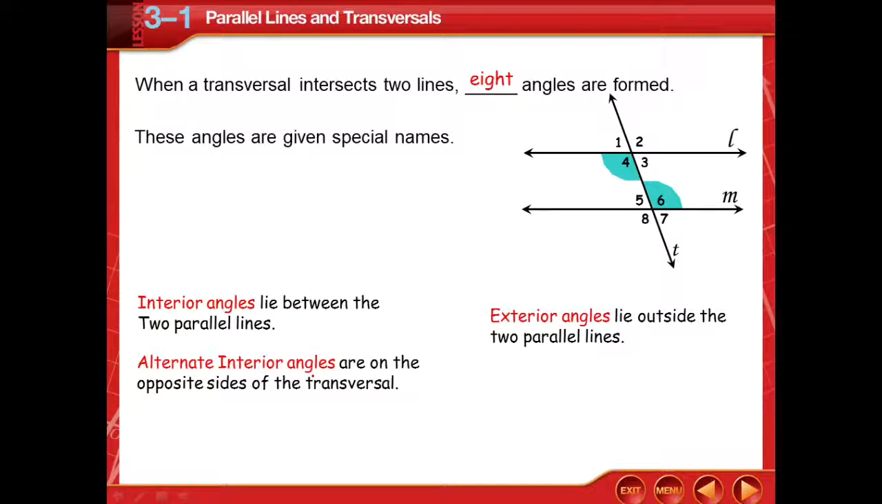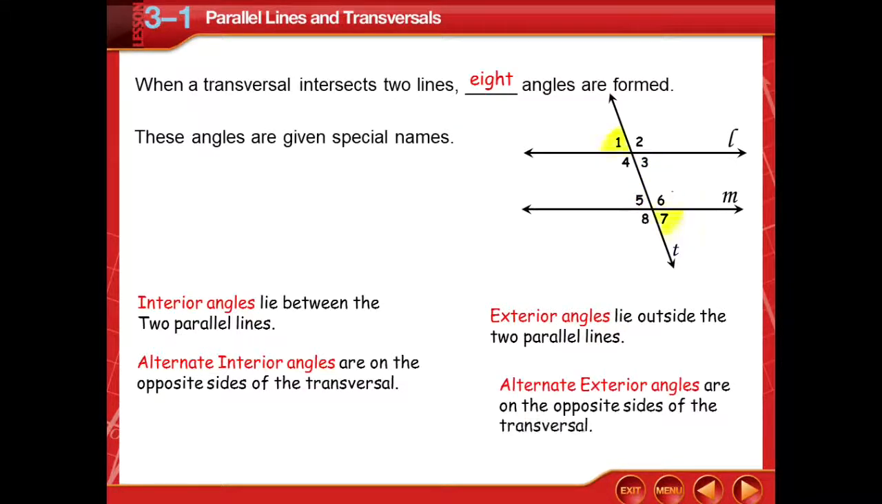We can further divide these into angles known as alternate interior angles. Alternate interior angles are on the opposite sides of the transversal. So here we have angle 4 and angle 6 are alternate interior angles. They are on alternate sides of the transversal, which means opposite sides of the transversal, and they are between lines L and M. Hence, they are quite literally alternate interior angles. The other pair of alternate interior angles would be 3 and 5.